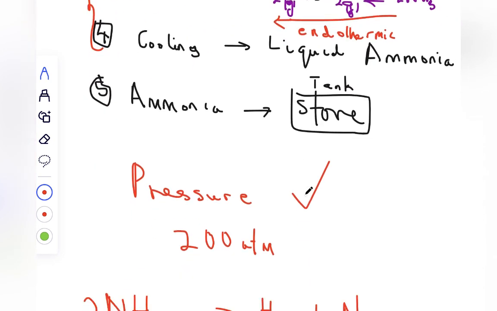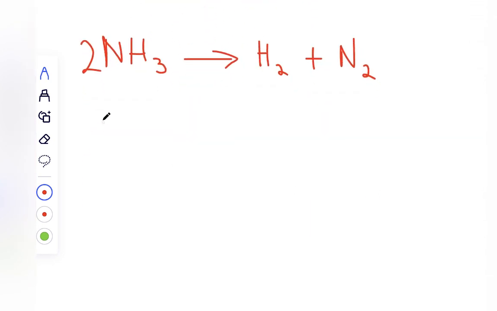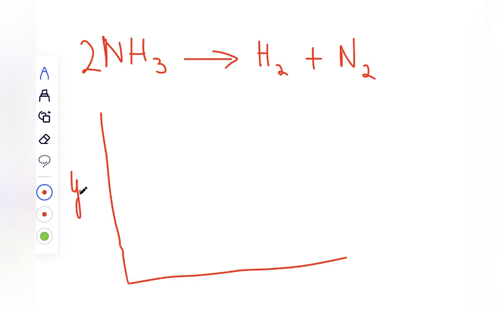From the graph, this is your yield. The percentage is going up. And this is your pressure, in atmospheres. And the graphs are always like this.